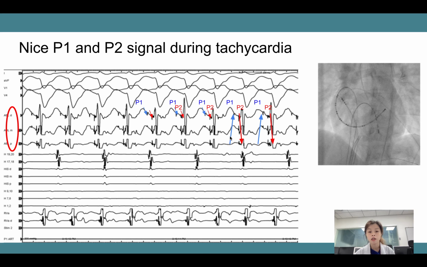It traveled in the reverse direction to P2, and it can only be recorded during ventricular tachycardia, but not during sinus rhythm. It is very important for us to identify this P1 and P2 signal because they can guide our successful ablation. And sometimes a mid-diastolic potential can mimic this Purkinje potential, and ablation at the mid-diastolic potential would not be successful.